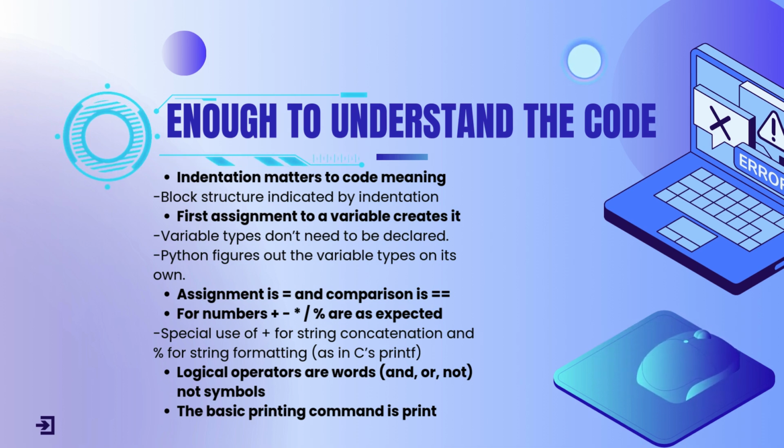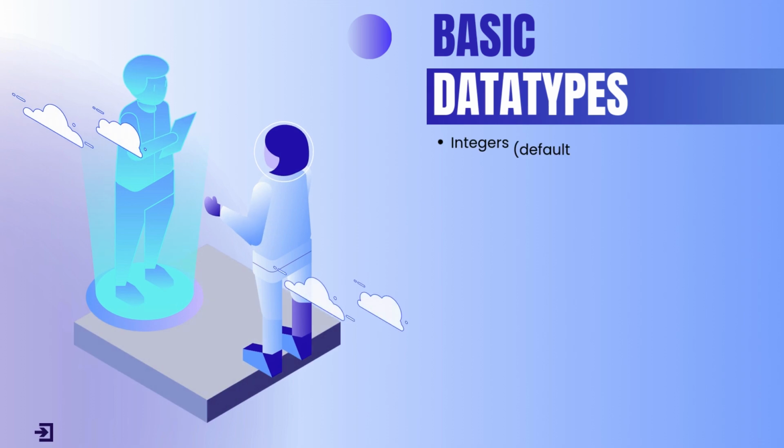When it comes to assignment, Python uses a single equal sign, while comparisons are made using double equal signs. Arithmetic operations like addition, subtraction, multiplication, and division are performed using symbols such as plus and minus, as expected. String concatenation is done with the plus operator, and % is used for string formatting, much like in C's printf. Logical operations in Python are represented with words like and, or, and not, rather than symbols, making the code more readable. Lastly, Python's basic command for outputting text to the screen is print, which is essential for debugging and displaying information during code execution.